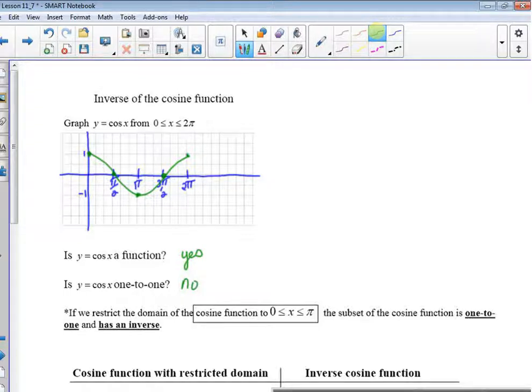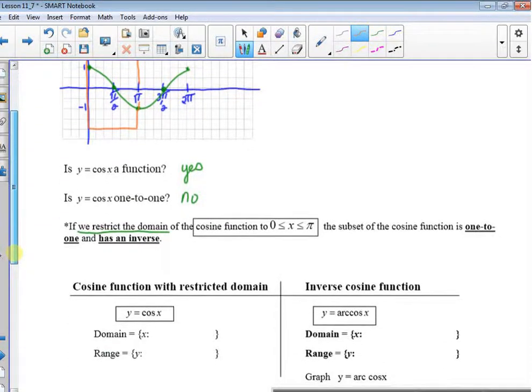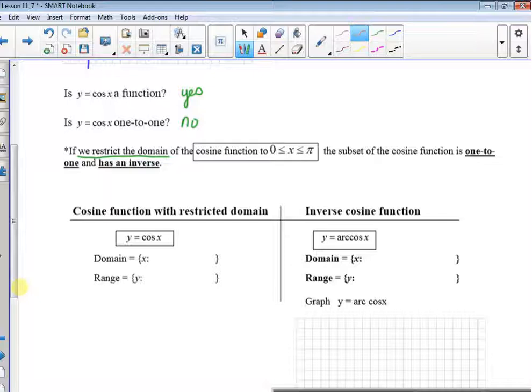So if we restrict the domain of cosine to 0 to pi, the subset of the cosine function is 1 to 1. We already did this back in the last chapter, but here we are with the graph of it. If I only look from 0 to pi, at just that little green line there, it's going to be a function and 1 to 1. So now the domain for that was 0 less than or equal to x, less than or equal to pi, and the range was -1 to 1.